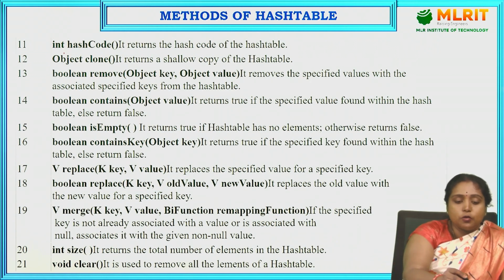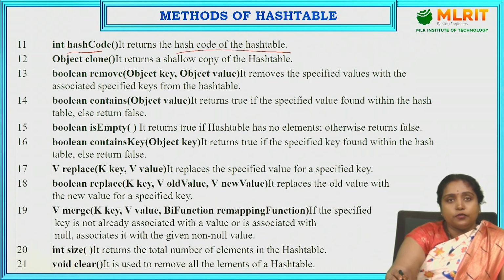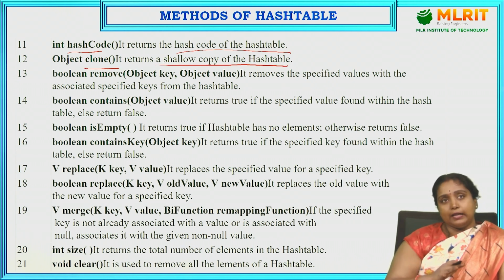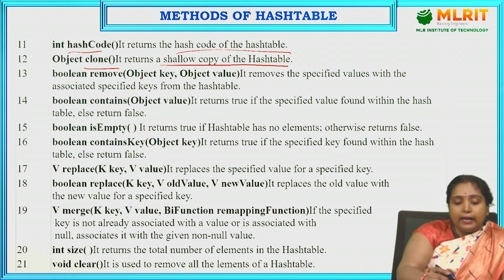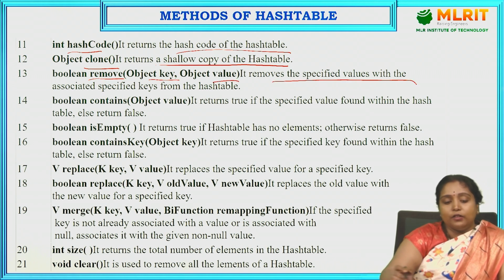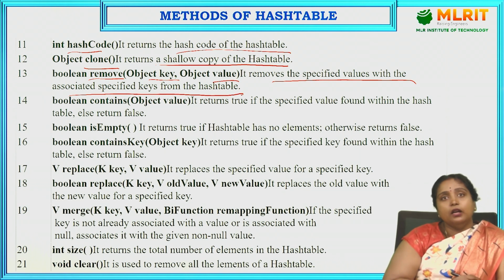And hashCode returns the hash code of the hash table. And clone returns a shallow copy. It will create a copy of that hash table and return it. And remove, you have to give the key and value. It removes the specific values with the associated keys from the hash table.